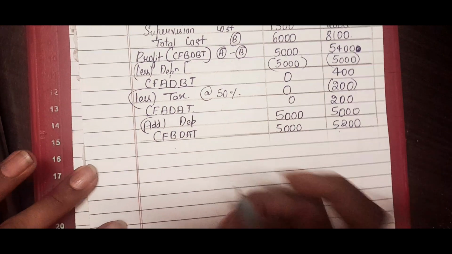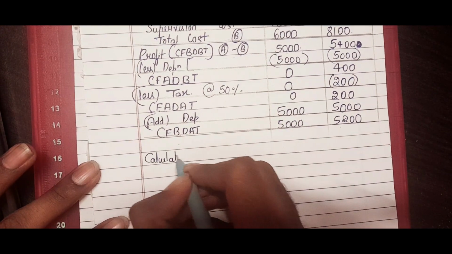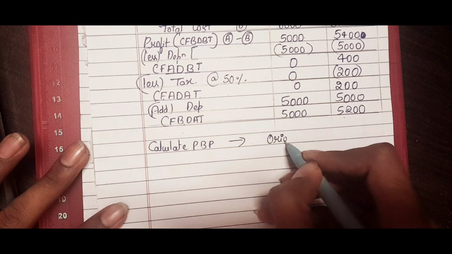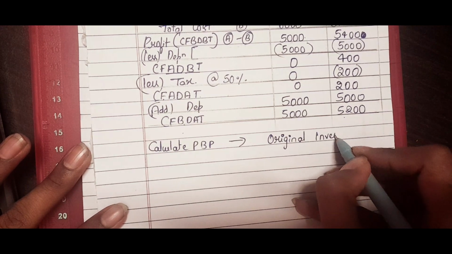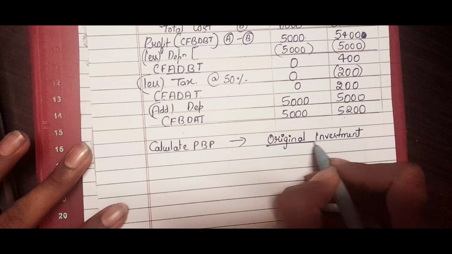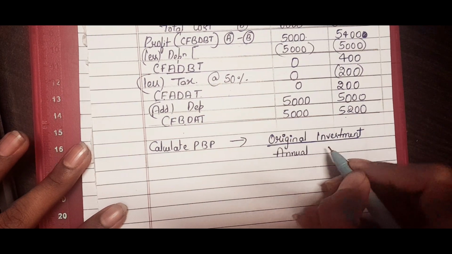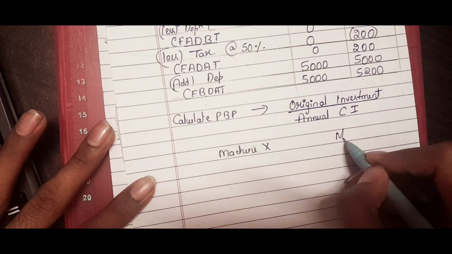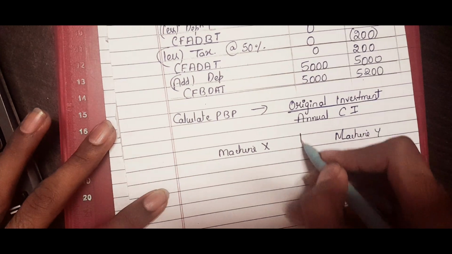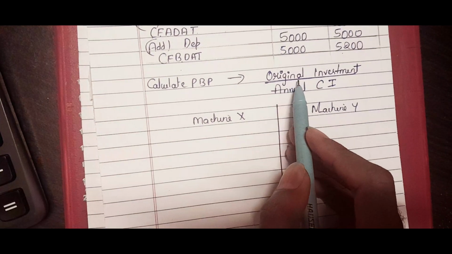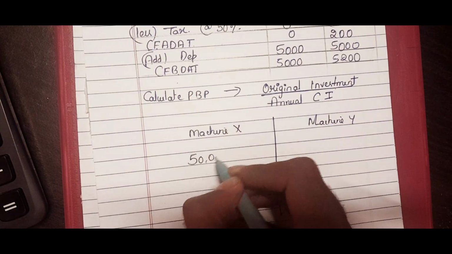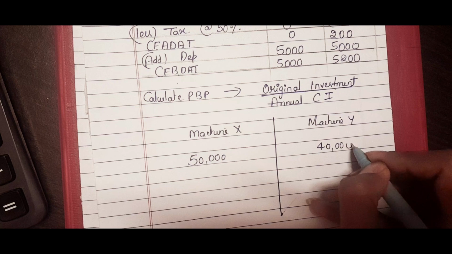Now we can calculate PBP. So it is case number 1. The formula is original investment divided by annual cash inflow. So separately I will calculate for machine X and machine Y. Machine X original investment or cost of the machinery is 50,000, machine Y is 40,000.